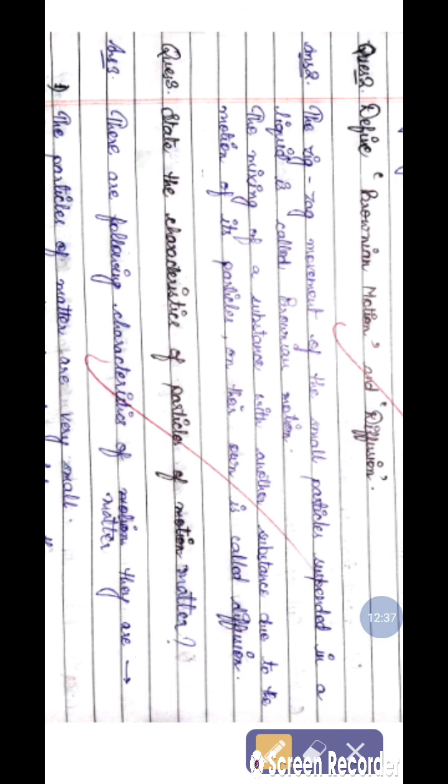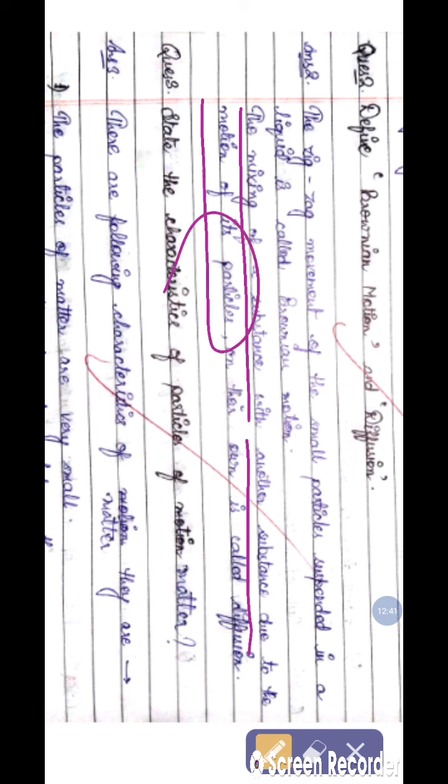Now, the mixing of a substance with another substance due to the motion of the particles on their own is called diffusion. Simple. When one substance mixes with another substance, and due to this the motion of the particles is disturbed, that is simply called diffusion.